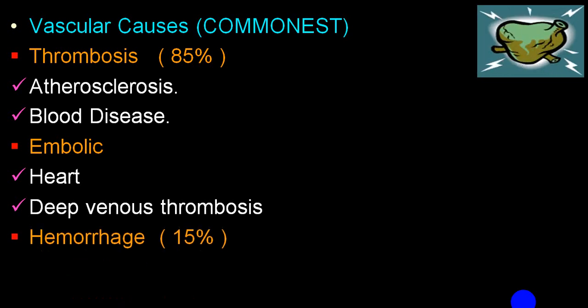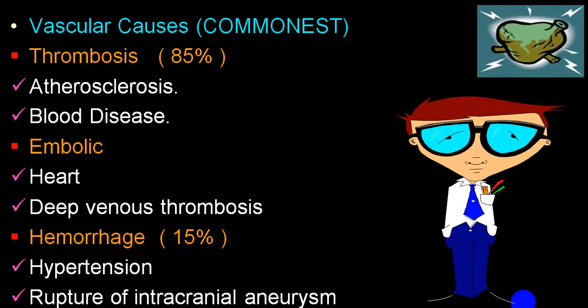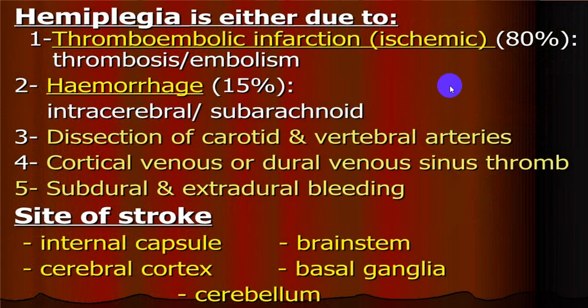15% of the people can have hemorrhagic stroke, and among hemorrhagic stroke, it is very commonly secondary to hypertension associated with rupture of intracranial aneurysm, or AV malformations can be there. Among aneurysms, the aneurysm is very common at the circle of Willis at the base of the brain, and that can lead to rupture. Those aneurysms are called Berry aneurysms. So thromboembolic is most common, hemorrhage is 15%, and this is approximately 85%. Very rarely, dissection of carotid artery or vertebral artery.